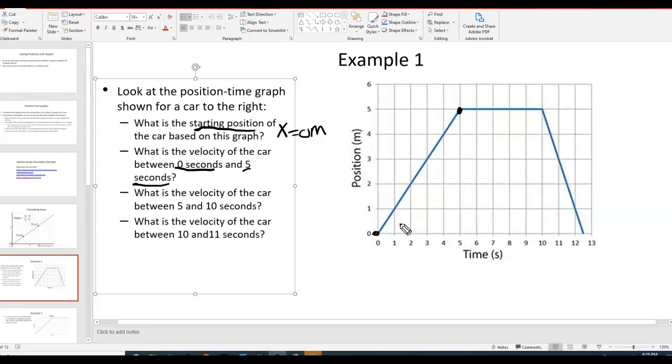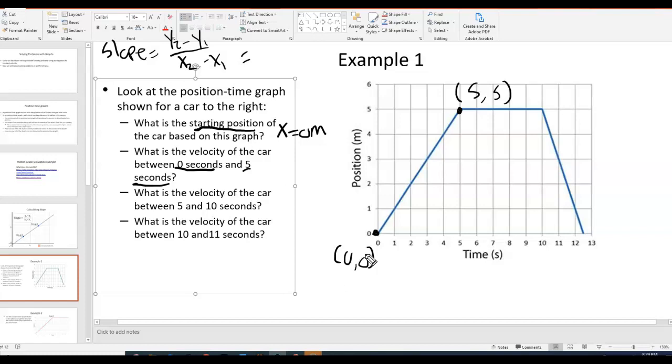Now, because I've already drawn a dot there, I already have my 2 points. I can choose any 2 points I want as long as they lie on the line, but I'm going to use the endpoints in my slope equation. So this is the origin, this is (0, 0). This is (5, 5). And I use my equation for slope: slope equals y2 minus y1 over x2 minus x1.